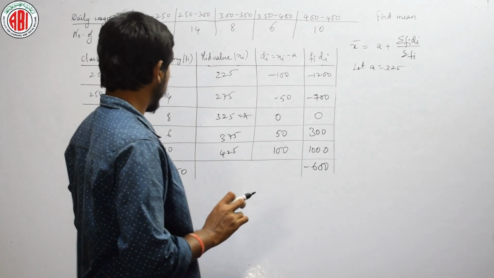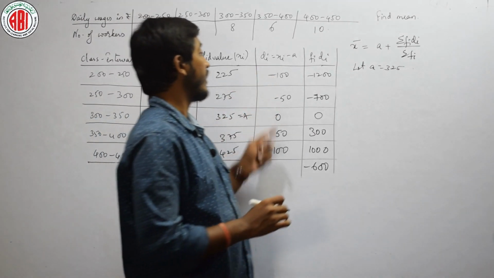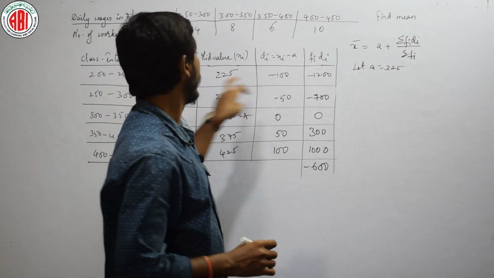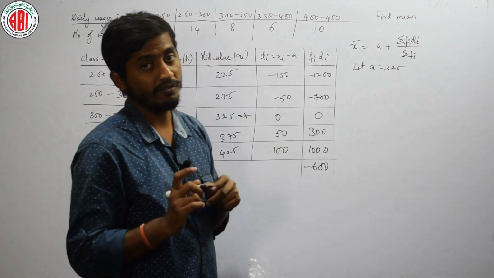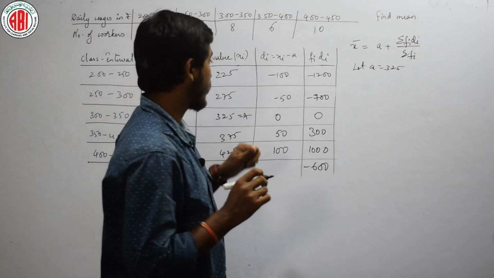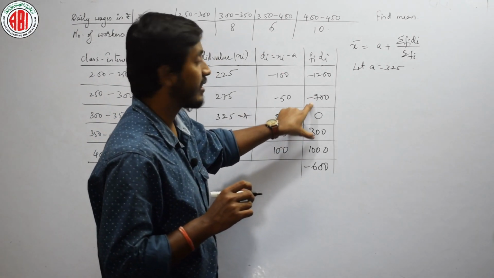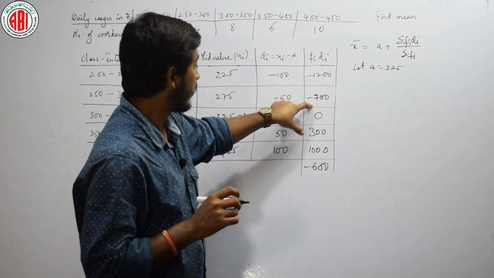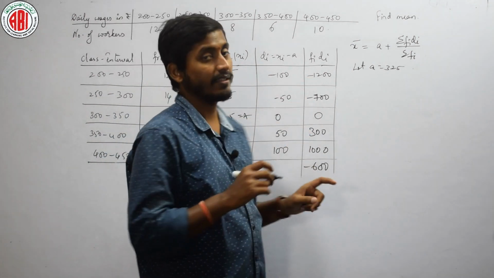Did you understand what we did here? We found the d, multiplied it with f, and wrote the values of fi di. Do not get confused; just make sure the addition is right. 1000 minus 700 is 300, 300 plus 300 is 600, and 600 minus 1200 is minus 600.